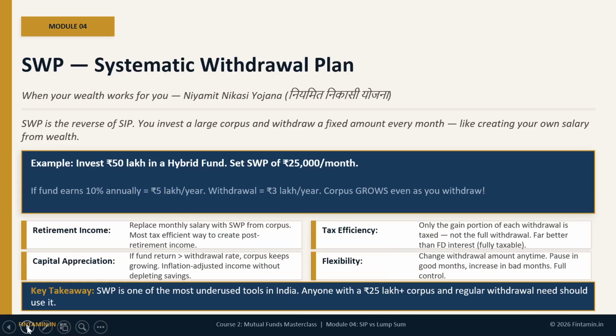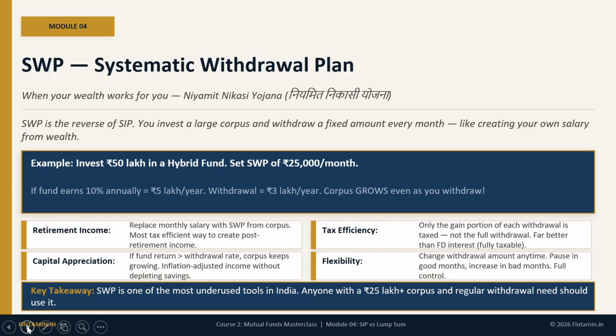SWP, Systematic Withdrawal Plan, is the reverse of SIP and it is one of the most underused tools in Indian personal finance. Here is how it works. You invest a large corpus, say 50 lakh rupees, in a hybrid or balanced fund. You set up a SWP of 25,000 rupees per month. Every month, 25,000 rupees is automatically redeemed and sent to your bank account.